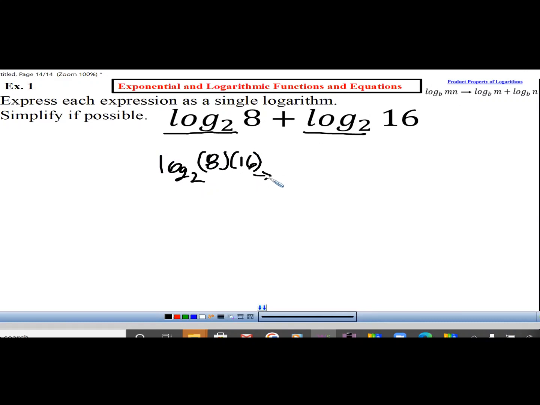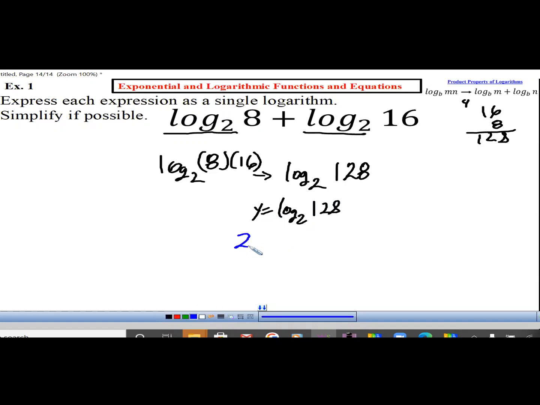So let me simplify that. This is log base 2 of 16 times 8, which is 128. All right, can I simplify this more? Yes, y equals log base 2 of 128. My base is 2, so 2 to the exponent y equals 128.